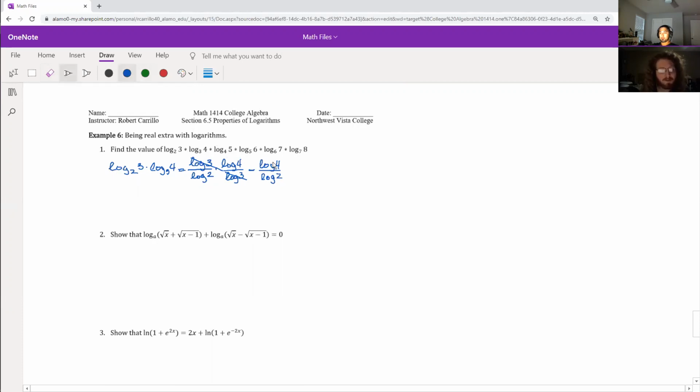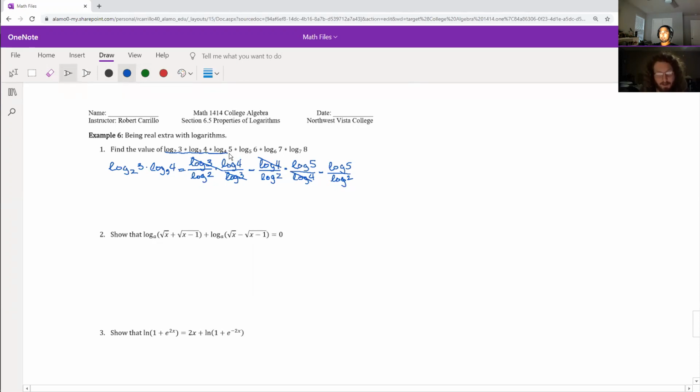So this is our next one, right? And then our next one in the chain, right? We just did these first two. So our next one is times log base 4 of 5. So this is log 5 divided by log 4. And these two cancel. So we get log 5 divided by log 2.